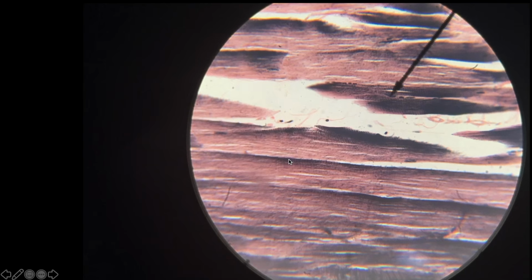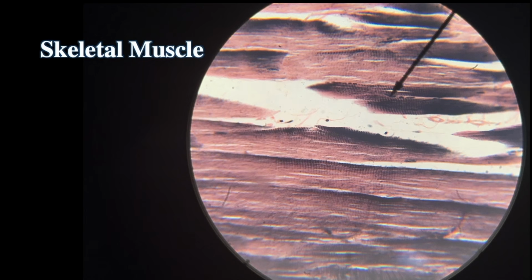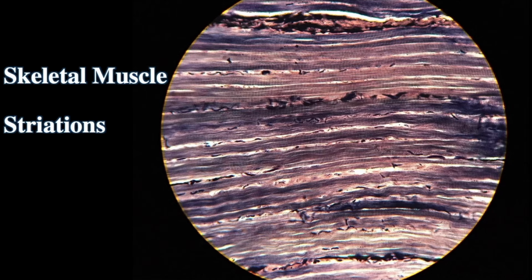Okay, now this is also muscle. However, we do see this zebra print, light, dark, light, dark, going perpendicular to the length of the fiber. This zebra print, these are called striations. This is skeletal muscle. You find skeletal muscle attached to your bones. That's why, attached to your skeleton, it's called skeletal muscle.